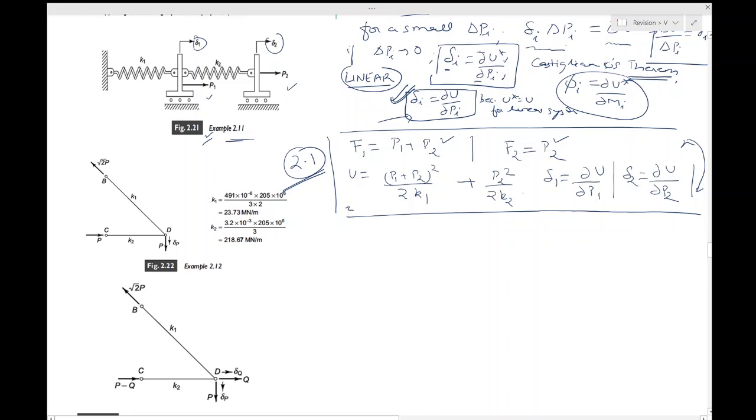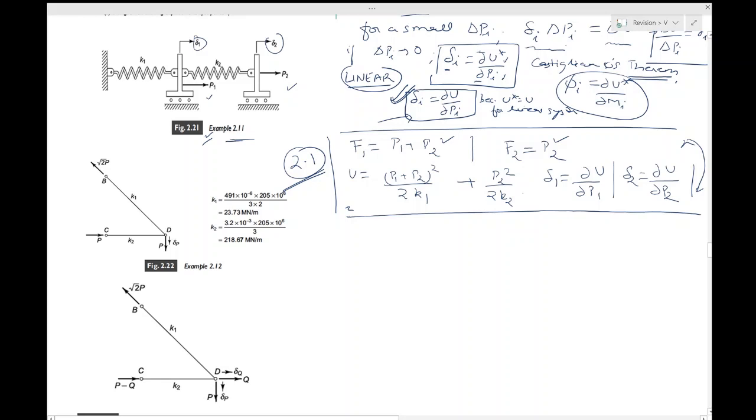So in this particular problem, we want to solve for the deflections. You want to essentially find the deflection of this point D. Okay, and that's what you want to do. So let's see how this can be done.